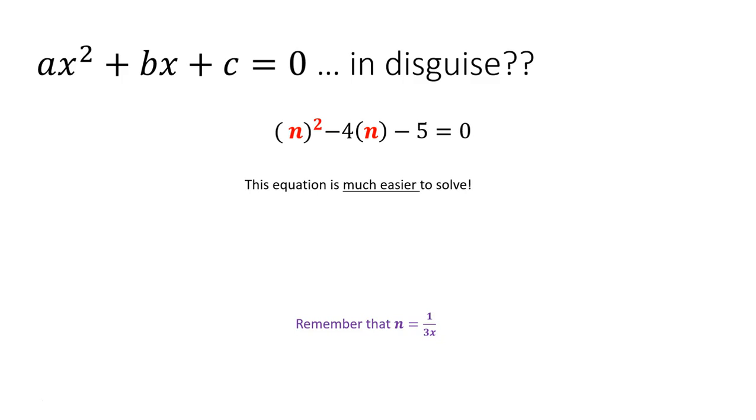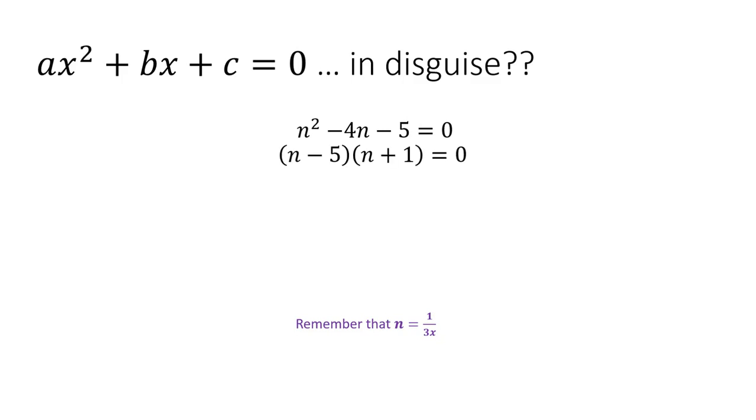Choose whatever method you like, but we can factor this. We'll get rid of those parentheses to neaten things up. N squared minus 4n minus 5 equals 0. That factors into all of n minus 5 times all of n plus 1 equals 0. That gives us two solutions. N equals 5 and n equals negative 1.